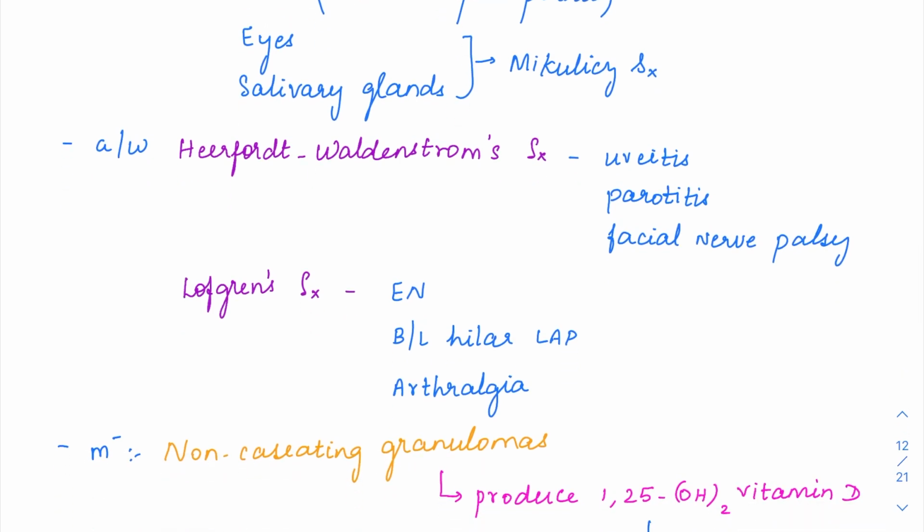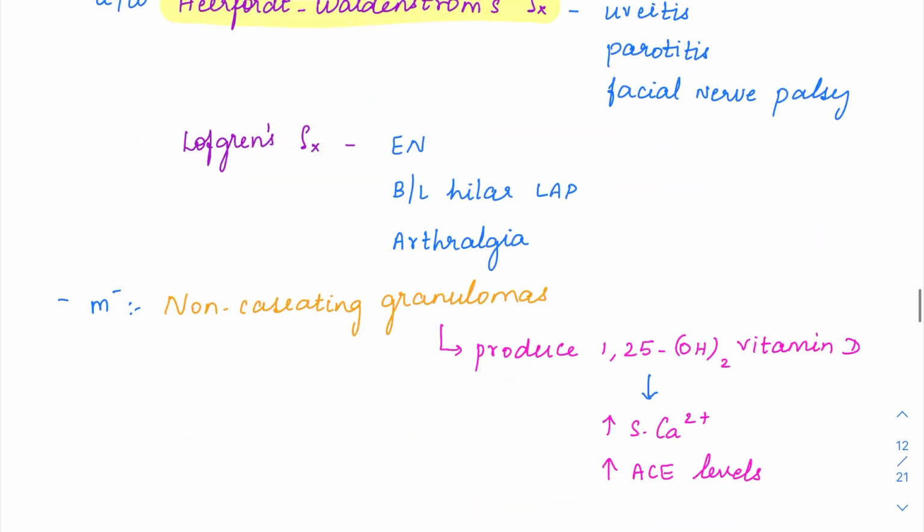And sarcoidosis is associated with two syndromes. Starting with Heerfordt-Waldenström syndrome, this is also called uveoparotid fever. So there will be features of uveitis, parotitis, and parotitis associated with facial nerve palsy. And sarcoidosis is also associated with Löfgren syndrome. Herein we have skin manifestations like erythema nodosum, then bilateral hilar lymphadenopathy, then polyarthralgia also.